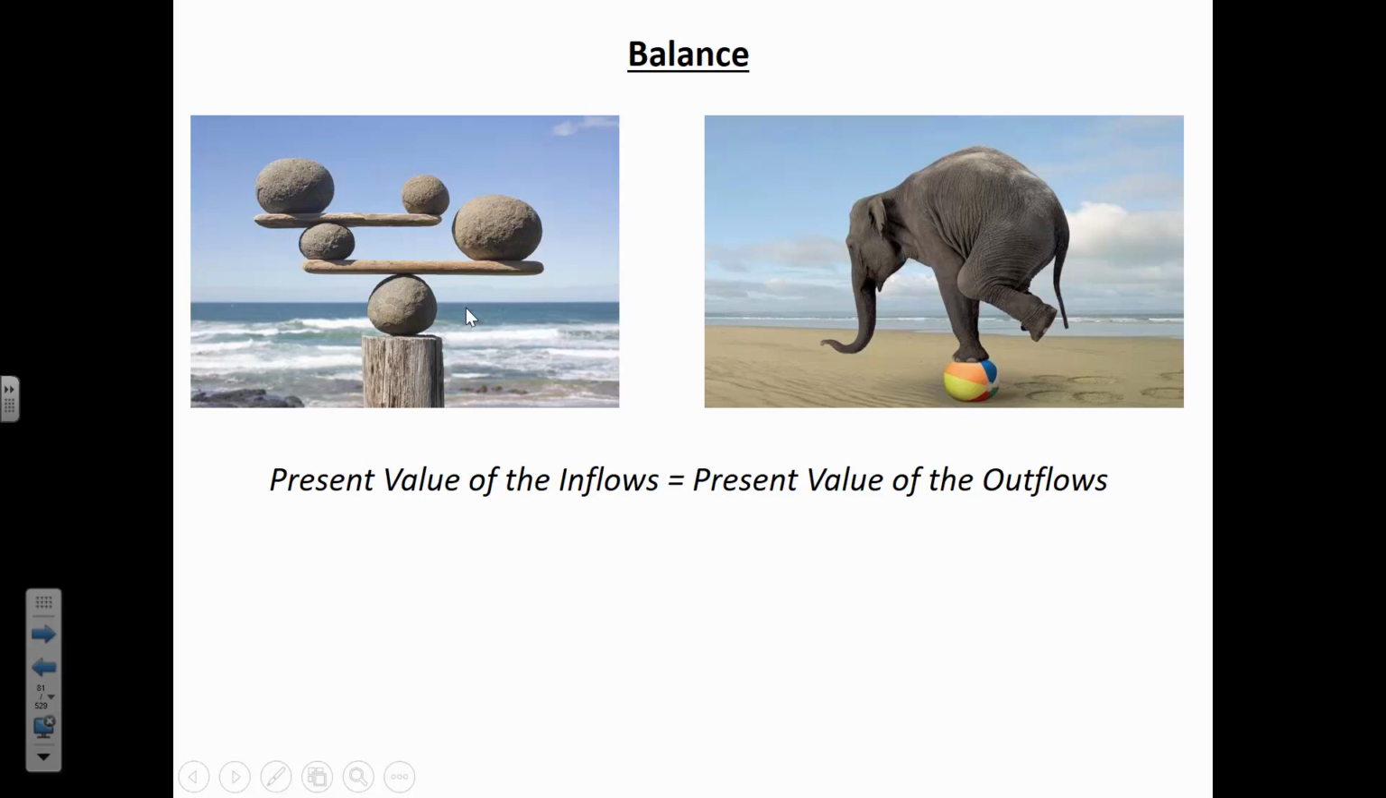That's how we know when we have the right i value: it's the interest rate value that makes the inflows and the outflows equal. So the sum of the present value will be equal to 0. Keep that in mind as we go through this method today.